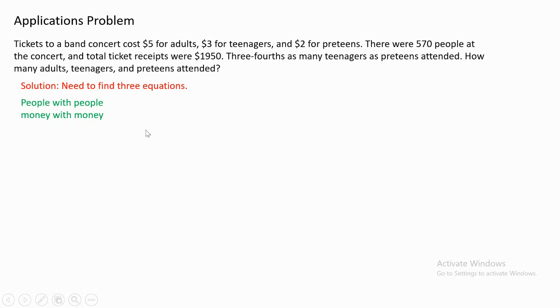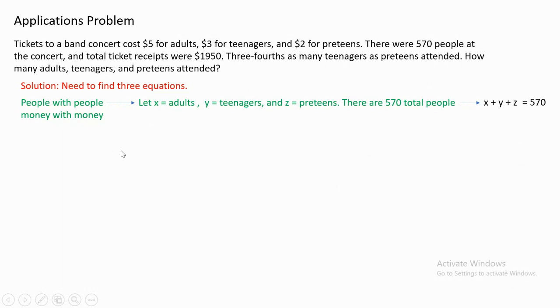So people with people, right? We're going to let x equal adults, y equal teenagers, and z equal preteens. And there's a total of 570, right? So it's going to be x plus y plus z equals 570.